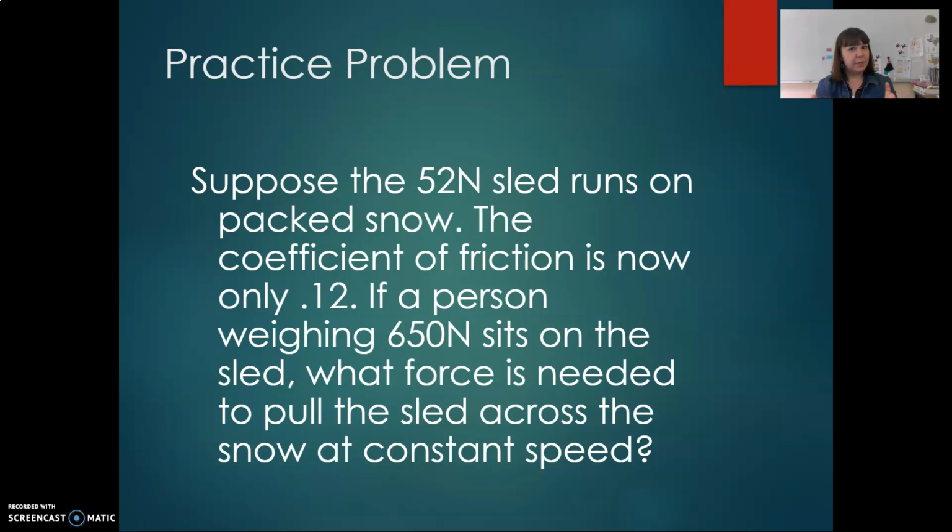Okay, now we're going to change things up a little bit. Now we've got the same sled, 52 Newtons for our normal force and our weight force, but we're going on packed snow instead. The coefficient of friction is now only 0.12. If we've got a person that weighs 650 Newtons sitting on the sled, in addition to the 52 Newton weight of the sled, now how much force are we going to need to pull the sled across the snow at constant speed? So you're solving for that force of friction that's going to balance out your applied force.